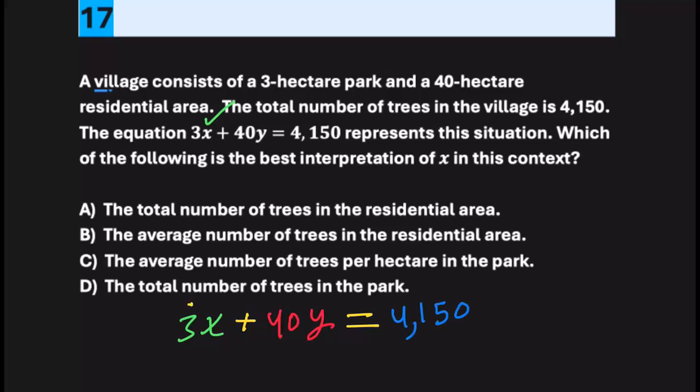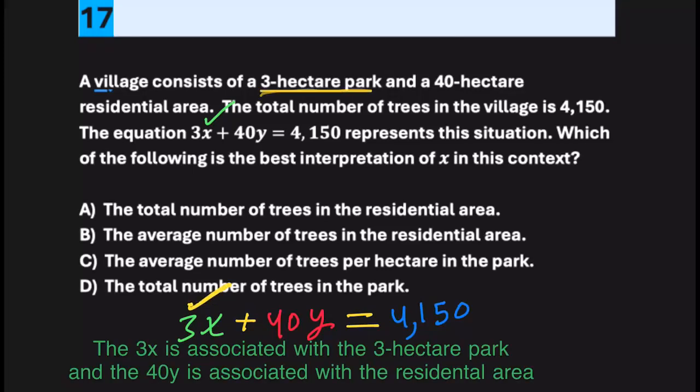So this coefficient is the 3-hectare park, and x represents the number of trees per hectare in the park. And the y coefficient is the size of the residential area. So we're going to cross out any choice talking about the residential area. So we have C and D to choose from, and the answer is C because it talks about the average number of trees per hectare in the park.